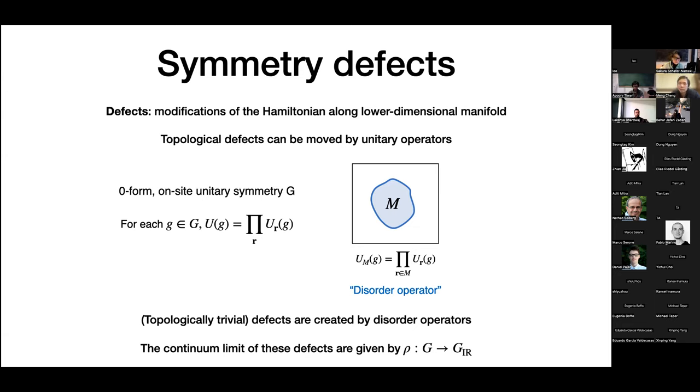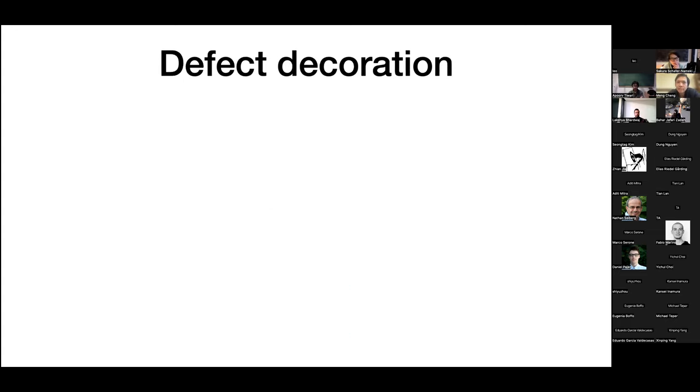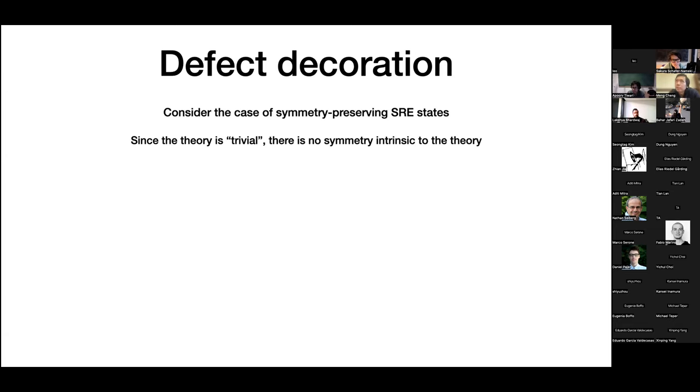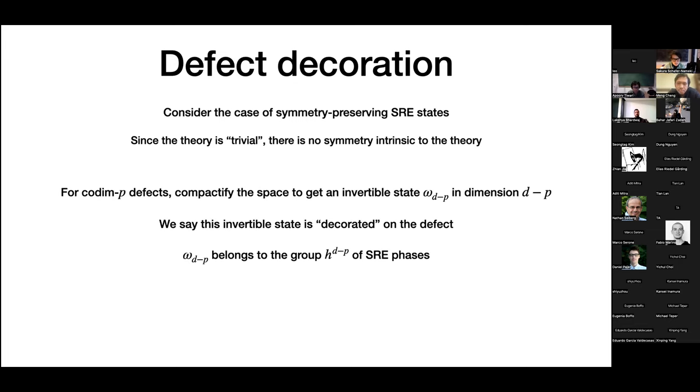I'll spend a few minutes to discuss what I call defect decoration. This is relevant especially for the classification of symmetry-protected topological phases. Let's consider the case of a symmetry-preserving short-range entangled state, which, roughly speaking, is just a symmetry-protected topological phase. By definition, this theory is trivial. It doesn't have any interesting topological operators, so in some sense there's no symmetry intrinsic to the theory. So G_IR is basically trivial to some extent.